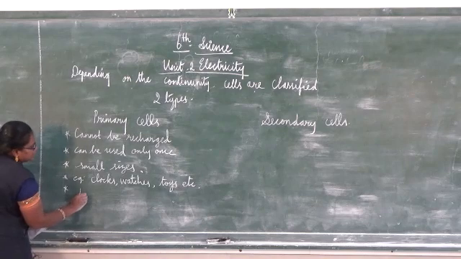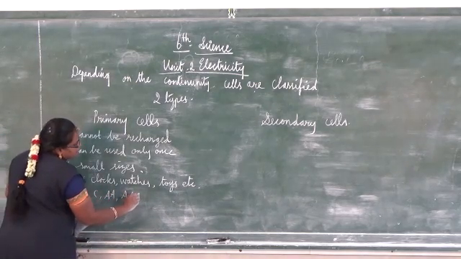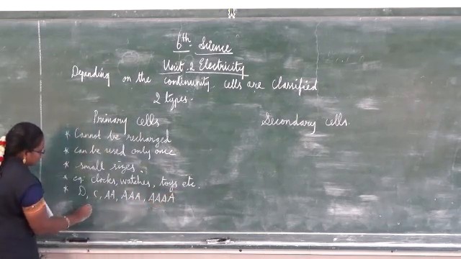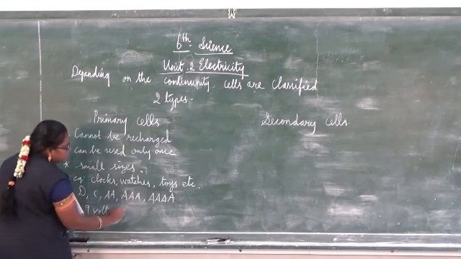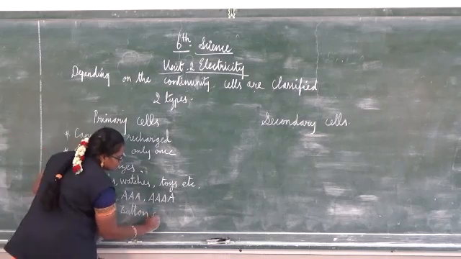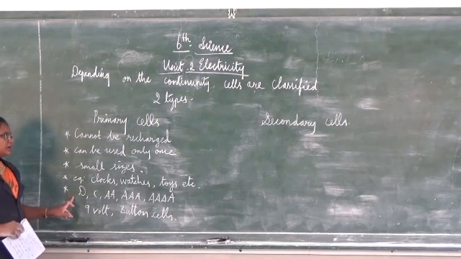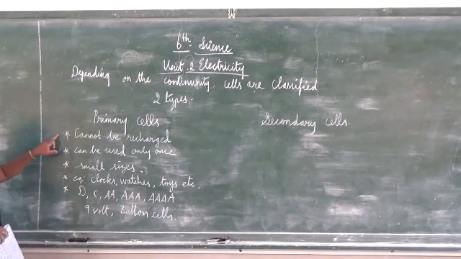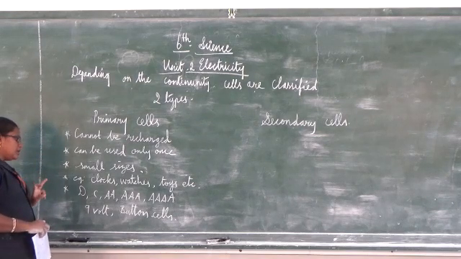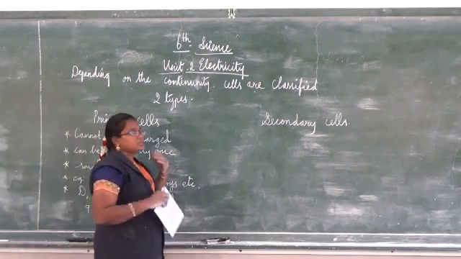What are the sizes? D size, C, AA. You can see the picture in the book to understand how many types. Then apart from that, 9-volt size, then button shape, button cells. So these are the different types of shapes and sizes. Cannot be recharged, can be used only once, small size. It can be used in clocks, watches, toys, etc.